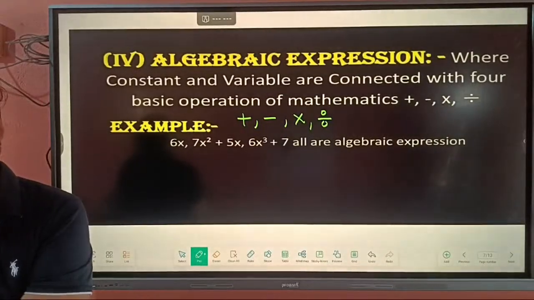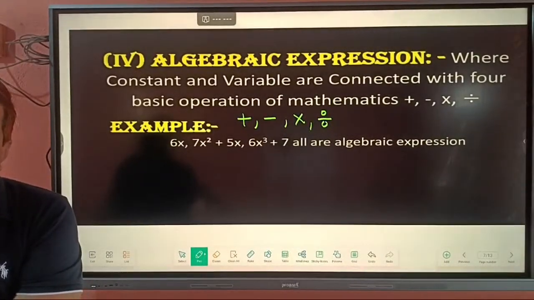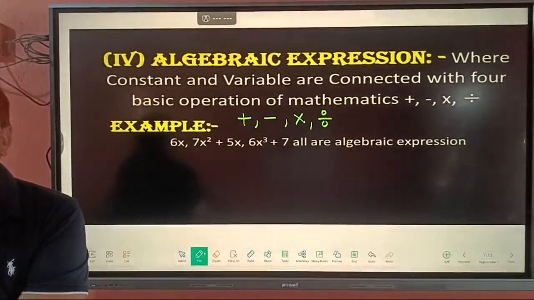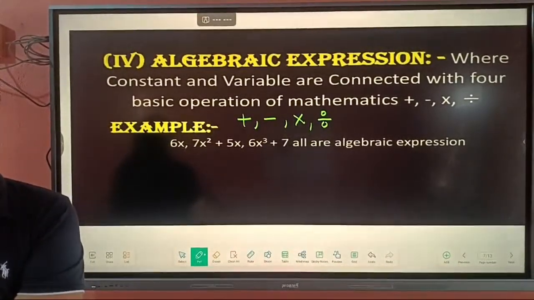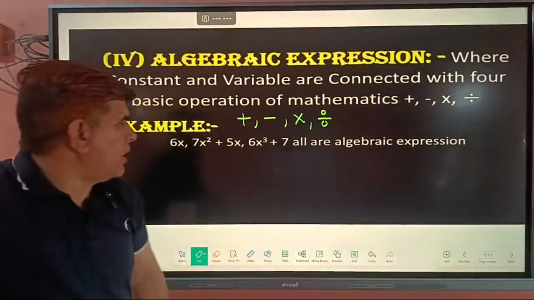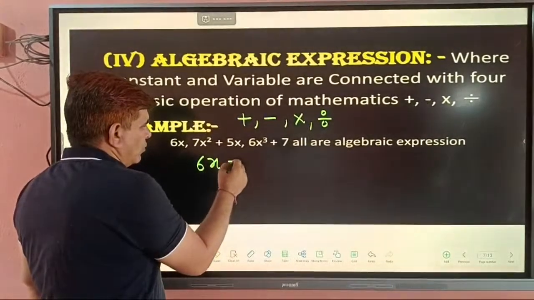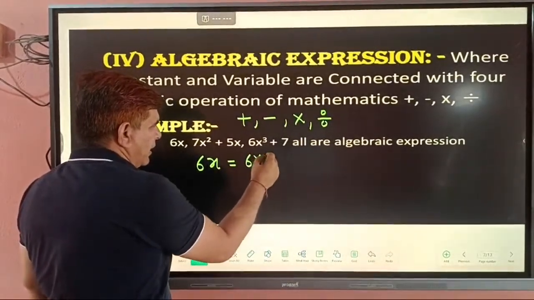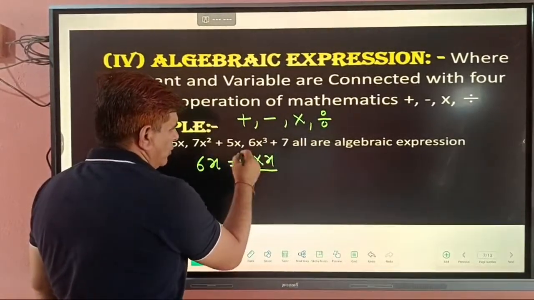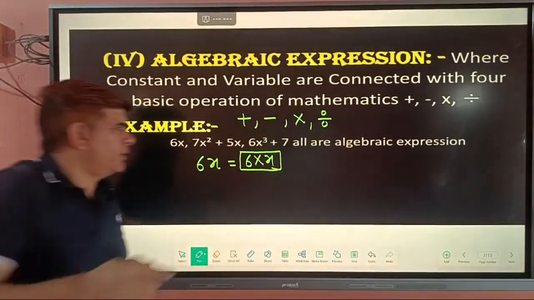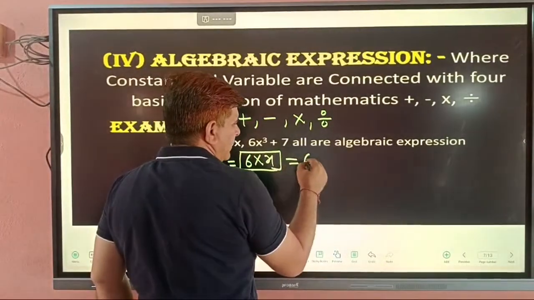But this is the basic of algebra. Without this, we are not able to move in this chapter or in algebra. So how can I have written 6x? 6 and x are connected by this basic operation of mathematics, that is multiplication, that becomes 6x.